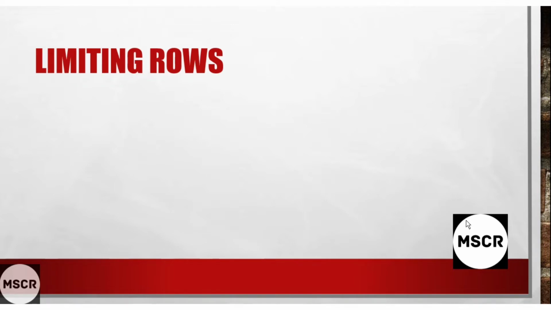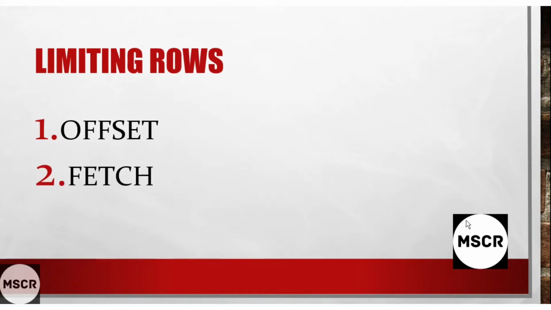We have three different clauses. First one is offset. This clause will tell you the number of rows to skip from the given table. The second clause is called fetch. This clause will tell you the number of rows to return after the offset clause. While we are using this fetch clause, we have to use the offset clause, which is mandatory. Without using the offset clause, we cannot directly use the fetch clause.